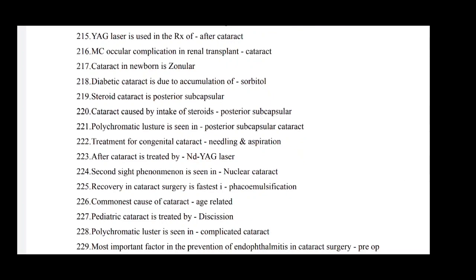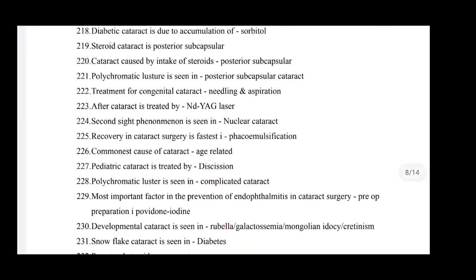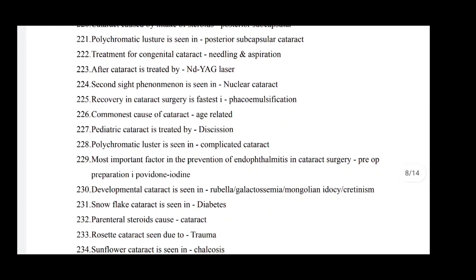Cataract in newborn is zonular. Diabetic cataract is due to accumulation of sorbitol. Steroid cataract is posterior subcapsular. Cataract caused by intake of steroid is posterior subcapsular. Polychromatic luster is seen in posterior subcapsular cataract. Treatment for congenital cataract is needling and aspiration. After-cataract is treated by Nd:YAG laser.